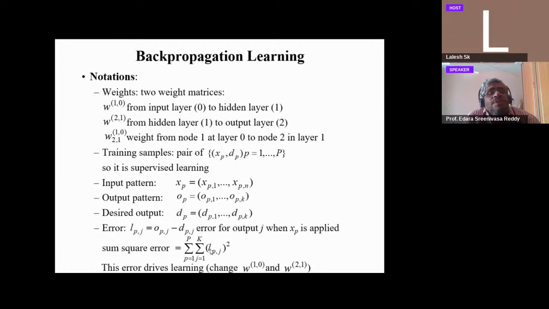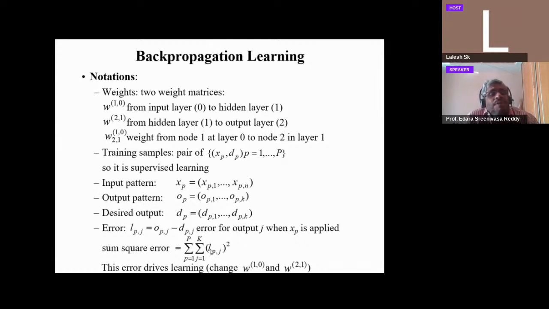So W10 from input layer 0 to hidden layer 1, all these, this is a vector of matrices or matrix. Is a matrix. W10, 0 is the input layer 0 and 1 is the hidden layer. W21, it is from hidden layer 1 to output layer 2. As I told, there is only one hidden layer here.